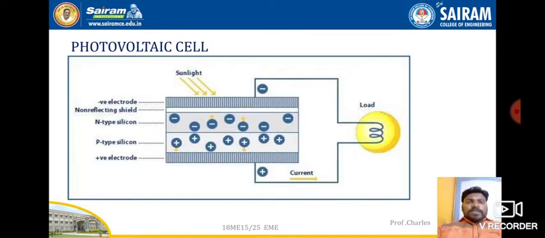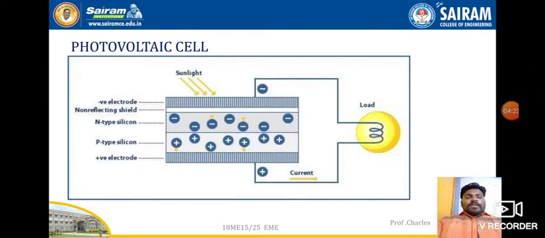So we'll see how the setup is arranged. There will be negative electrons and positive electrons, and there will be an electrical line which is wound, and a load, which you can call a bulb. You can fix one bulb there. The topmost portion behaves as a junction between the negative electrode and the positive electrode. The negative electrode is a non-reflecting shield, called n-type silicon, and beneath that there is p-type silicon and a positive electrode. So this is the arrangement.